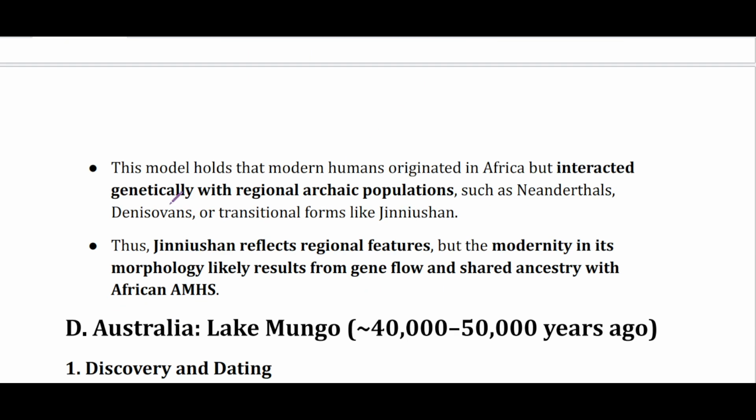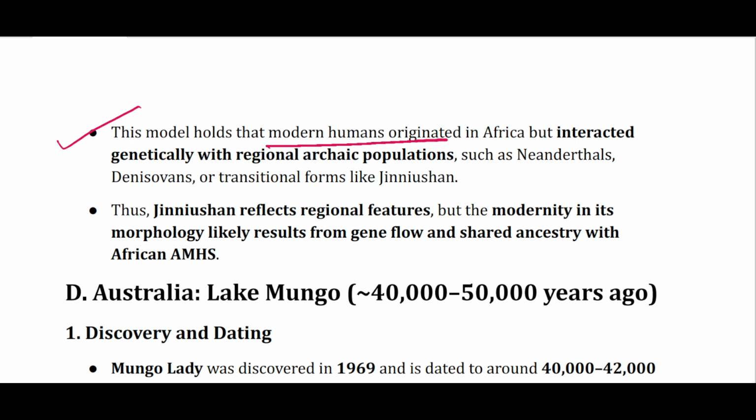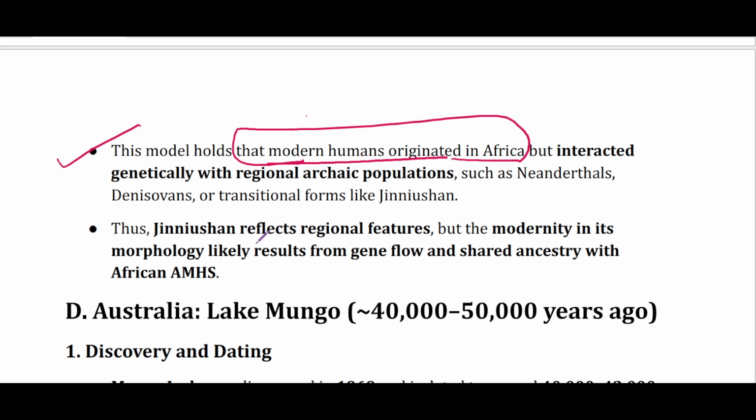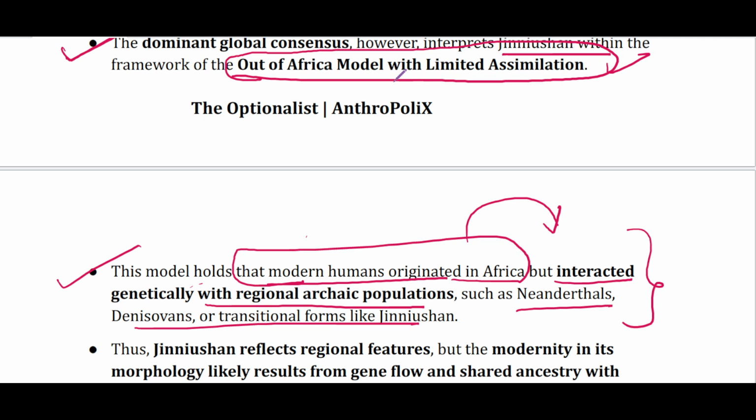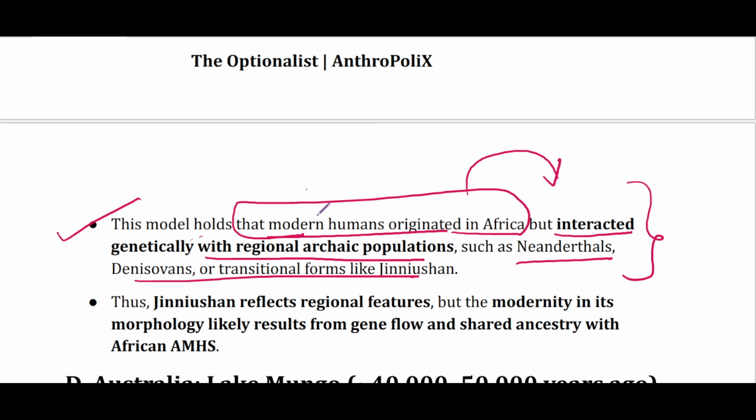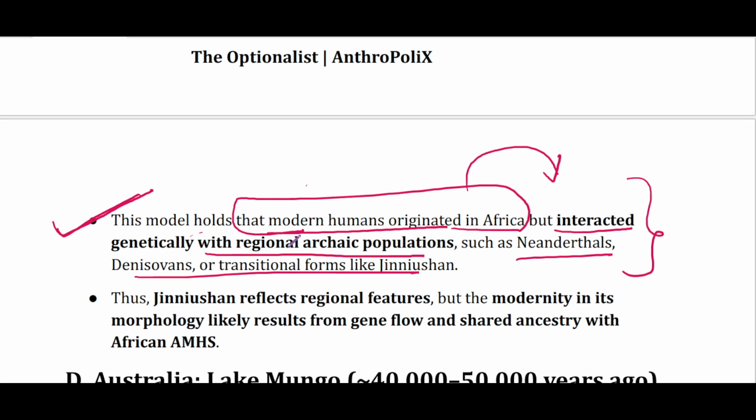And now what is it? This model says that modern humans originated in Africa. It accepts the out of Africa source population to be African, but it suggests that the same modern humans, when they migrated out of Africa, interacted with regional archaic populations such as Neanderthals, Denisovans, or Jinniushan. So this is the out of Africa model with limited assimilation, and they suggest that this limited interaction, this assimilation or interbreeding, might have provided gene flow to the later populations.